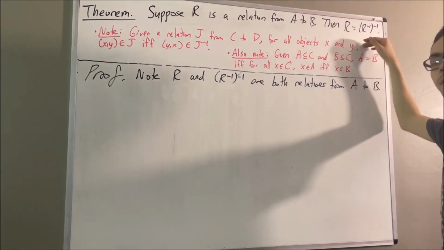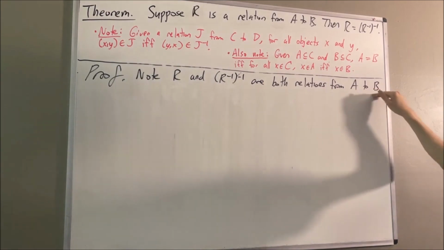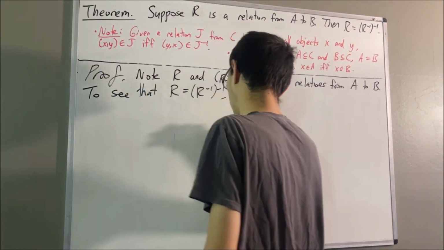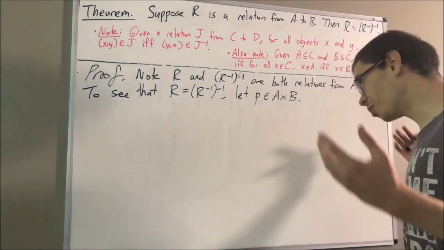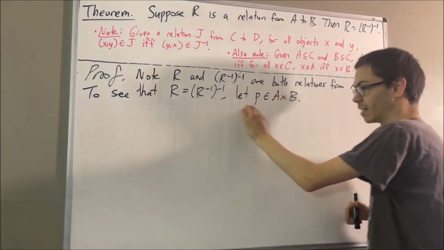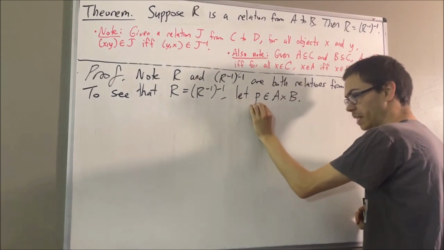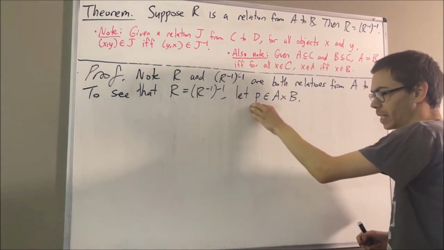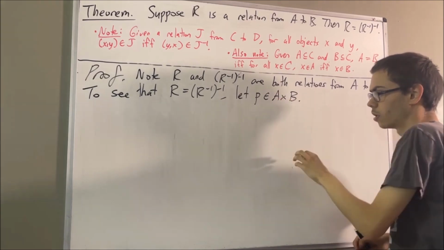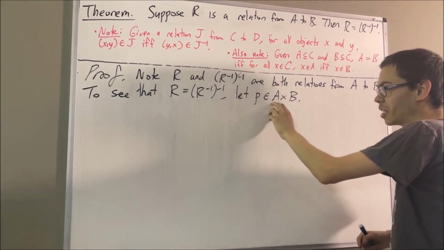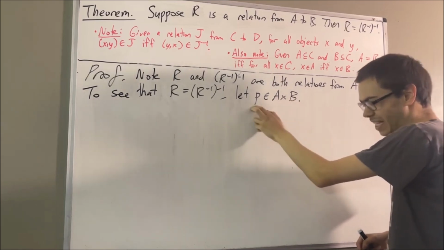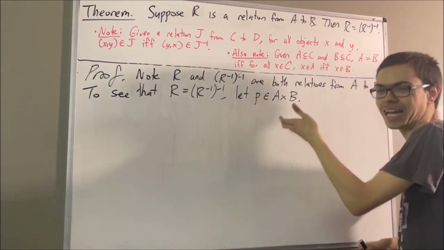And to do that, give me an arbitrary element of A times B. I'll call it P. And the whole goal now is to prove that P is an element of R if and only if P is an element of R inverse inverse. Now, what does it mean for P to be an element of A times B? Well, it means that there is some element a in A and element b in B such that P is equal to the ordered pair a comma b.